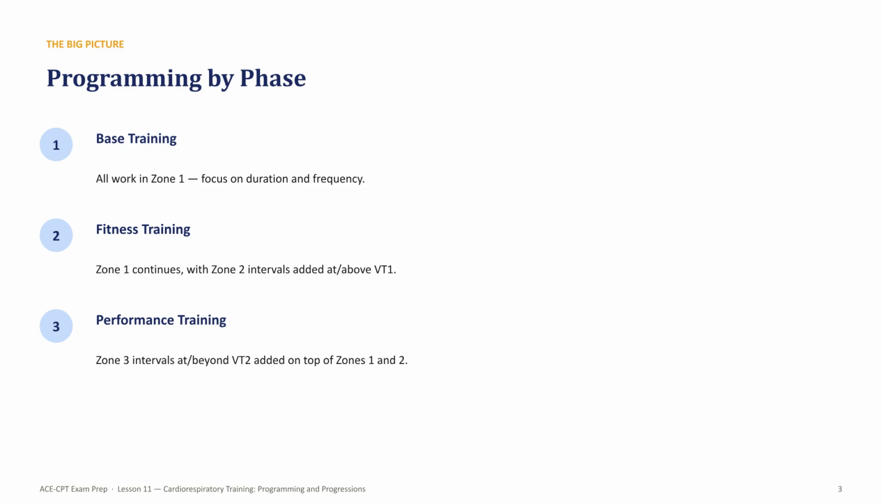In fitness training, Zone 1 work continues, but now you start layering in Zone 2 intervals, performed at or above a landmark called VT1. And in performance training, you add Zone 3 intervals, at or beyond VT2, stacked on top of the Zone 1 and Zone 2 work that's already there. Notice the pattern. It's additive. Each phase keeps everything from before and adds one more layer of intensity on top.